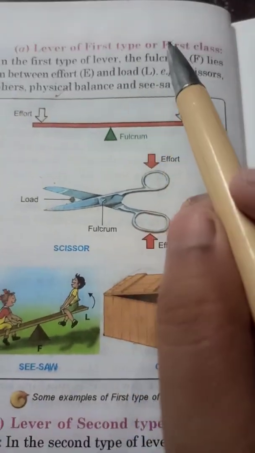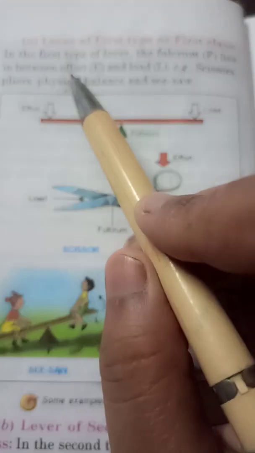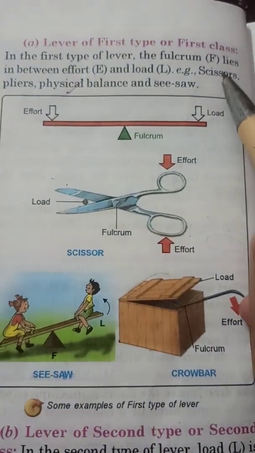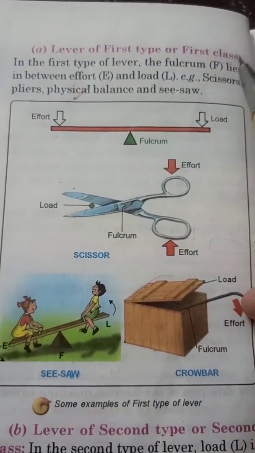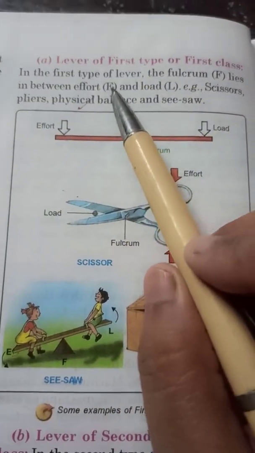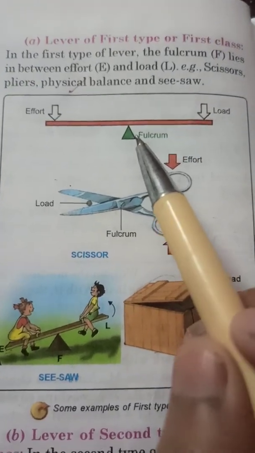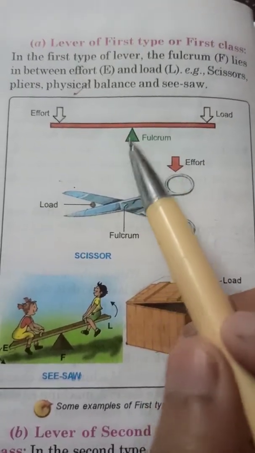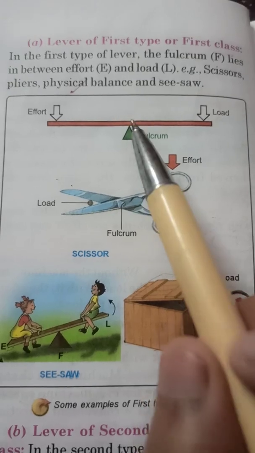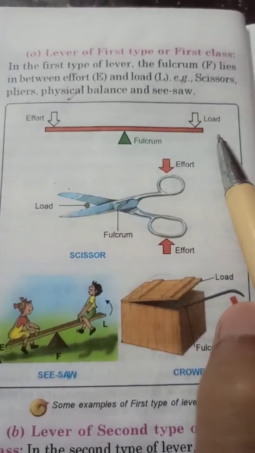Lever of the first type, or first class. In the first type of lever, the fulcrum, denoted by F, lies in between the effort, E, and the load, L. It means in this first type, the fulcrum, this support, is between the effort and the load.